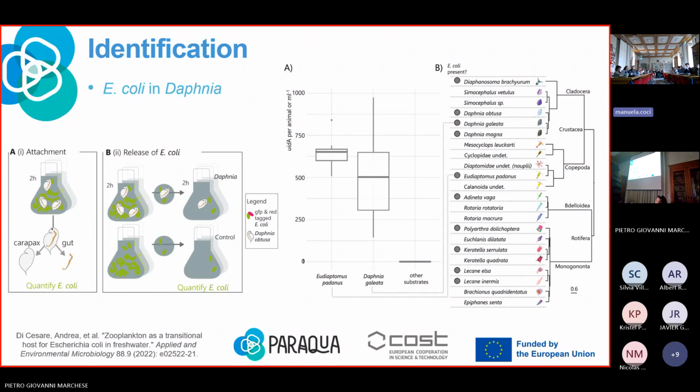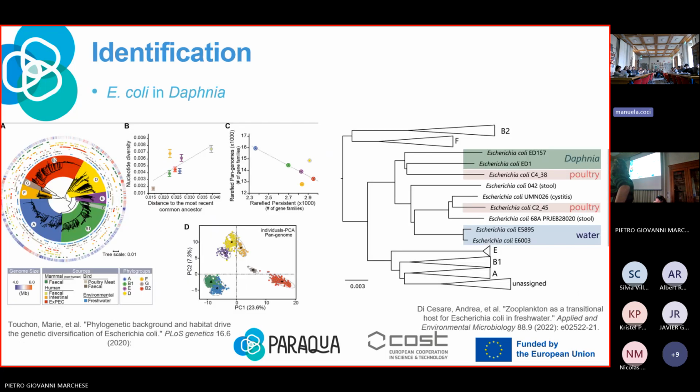But we were really curious if this was part of the microbiome of Daphnia, or if this was something that came from outside that somehow survived in Daphnia, because you know that E. coli can come out of the wastewater treatment plants or can be a contaminant when people are bathing. And so we isolated E. coli from Daphnia, because luckily it's quite easy to isolate E. coli. Theoretically. True. And we isolated them, and then we characterized them.